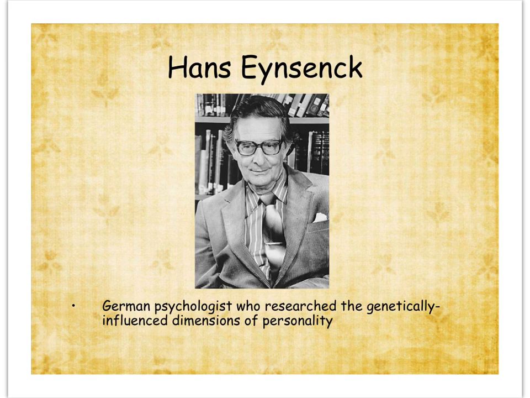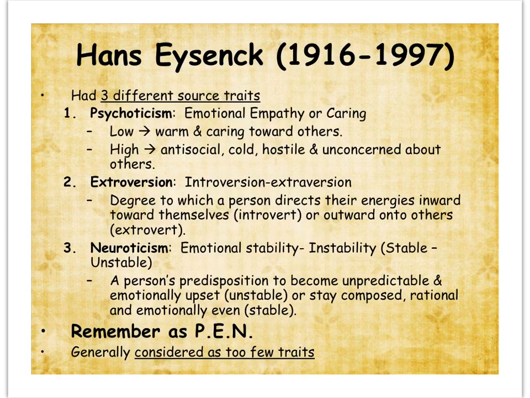Hans Eysenck was a German psychologist who researched the genetically influenced dimensions of personality, also a trait theorist. The way to really remember what Eysenck did is just by using the word PEN. So psychoticism, extroversion, and neuroticism. When you're looking at extroversion, know that it's also compared to introversion.